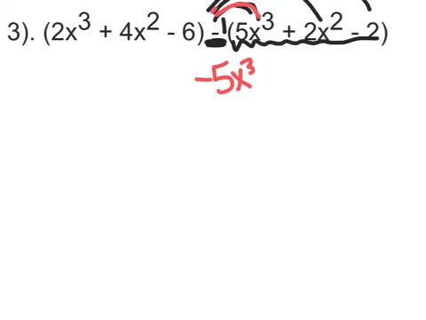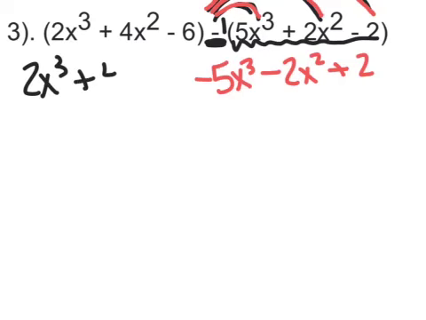Then I'm going to distribute this negative 1 to this 2x squared. So a negative times a positive makes that a negative 2x squared. Then I'm going to distribute that negative 1 to this negative 2. A negative and a negative makes that a positive 2. So notice what it did, it switched all the signs on the second set of parentheses. Then I'm just going to bring this first set of parentheses straight down. So on the first set of parentheses we have 2x cubed plus 4x squared minus 6.